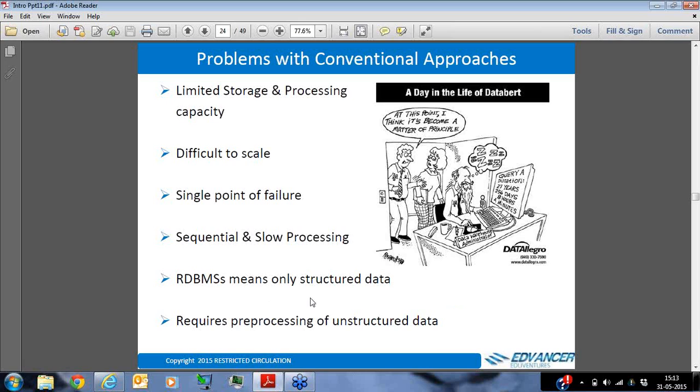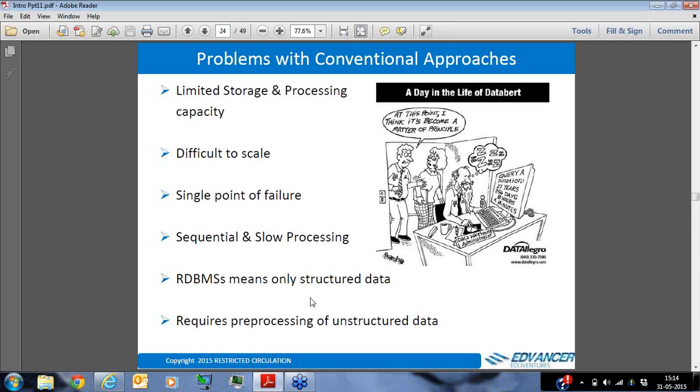RDBMSs mean only structured data. You can only store structured data in a relational database management system in a row and column format. You cannot store unstructured data there. And unstructured data in the conventional approach needs to be stored on the file system, on the OS. If you want to store it on an RDBMS, you need to pre-process that unstructured data, convert it into structured data, and then store it. And doing that pre-processing takes a hell of a lot of time.